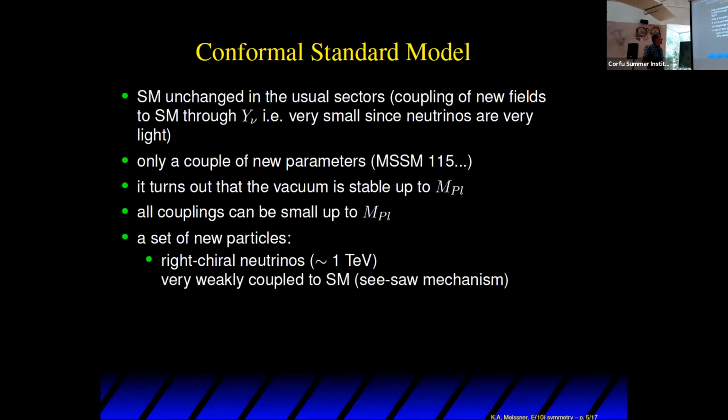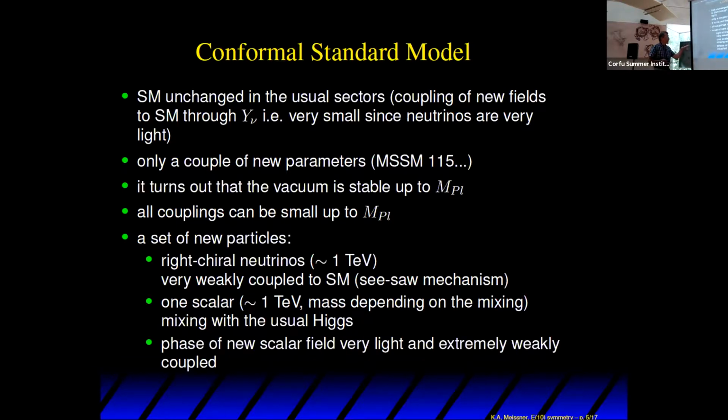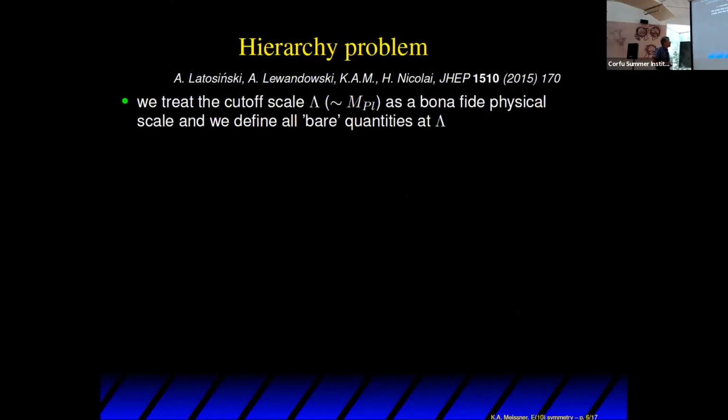A set of new particles is the right chiral neutrinos. We always have them with the seesaw mechanism. They are very weakly coupled to the standard model. One scalar around 1 TeV, but the mass depends on the mixing with the doublet, so mixing with the usual Higgs. So the phase of the new scalar field is very light and extremely weakly coupled. So it's an axion-like particle. Hierarchy problems. And now I come to these two additional equations that we impose. So in essence, they are not seen in dimensional regularization.